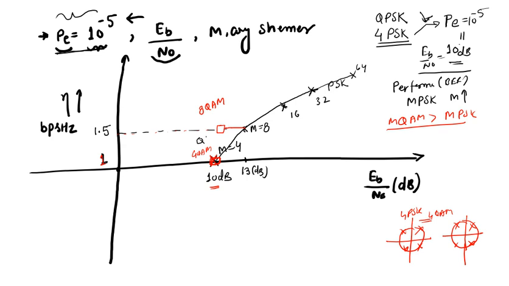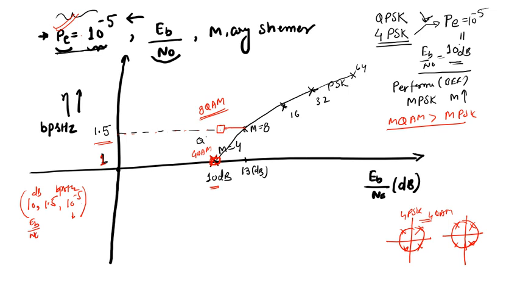So each point is providing you 3 bits of information. When you use 8 QAM, how much power would be required in order to get this much probability of error? 10 dB of power is required in order to get 10 to the power minus 5 error, and the corresponding spectral efficiency is 1.5. This is the probability of error, and this is Eb by N naught. So each point is giving you this much information.